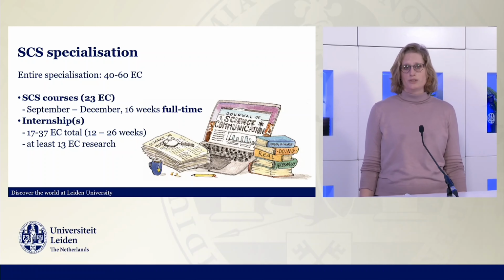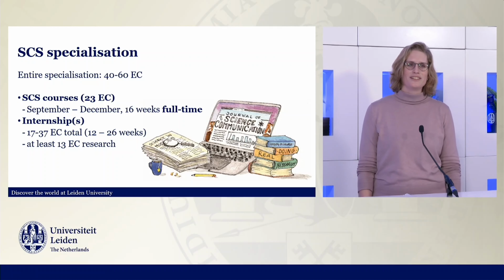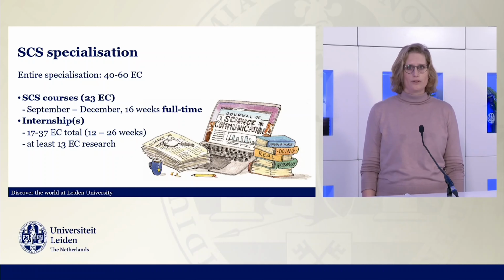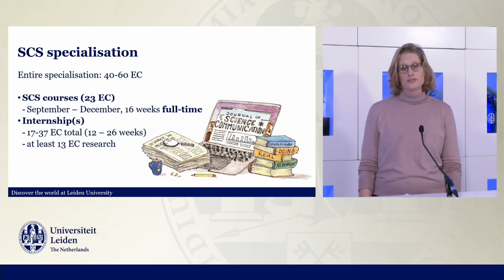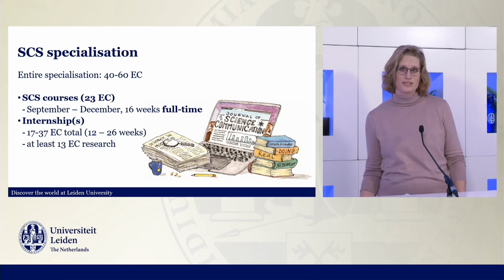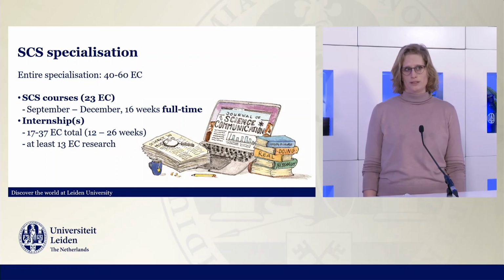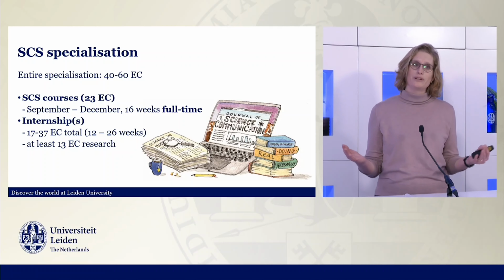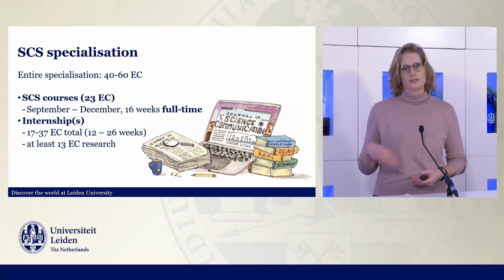Then usually students take our year, the science communication year, in their second master's year. And they start in September until December with coursework. So there's a full-time period of coursework of 16 weeks. And then after those 16 weeks and after Christmas break, students do their internships. And the internship period entails 17 to 37 ECs, so that's 12 to 26 weeks. And that complete period of internships consists of at least 13 EC of research. And the rest of the internship period can be practical work.